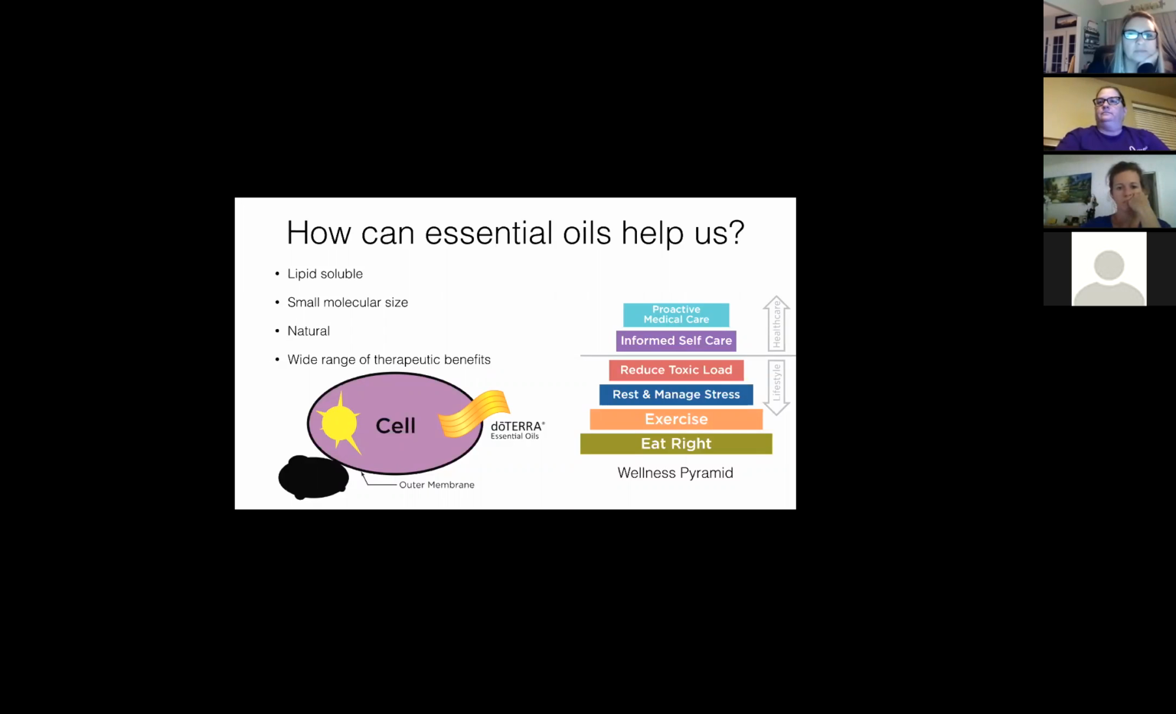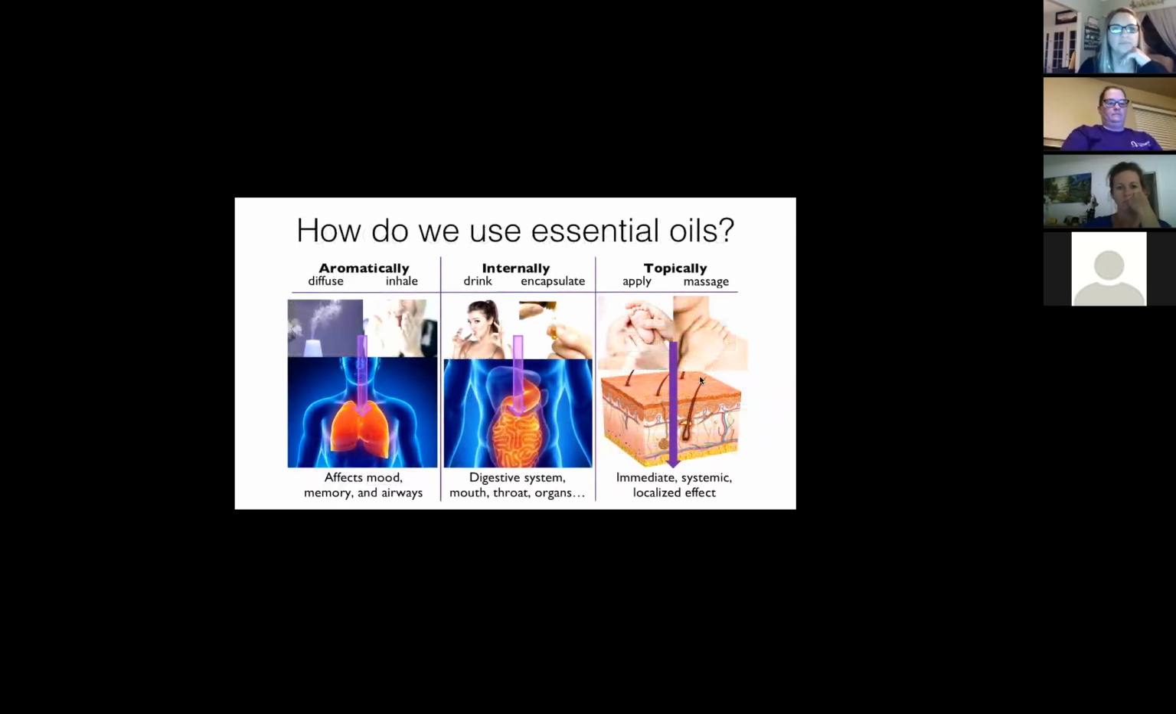It's amazing. But you also have to remember to live right. The essential oils are going to be the most powerful when you have optimum health. That means eating right, exercising, managing your stress, reducing your toxic load, and you're going to get the full benefit of essential oils. So we're going to do a quick overview.